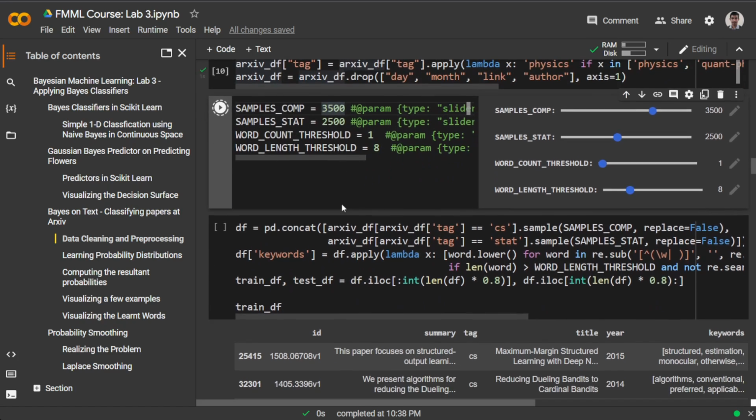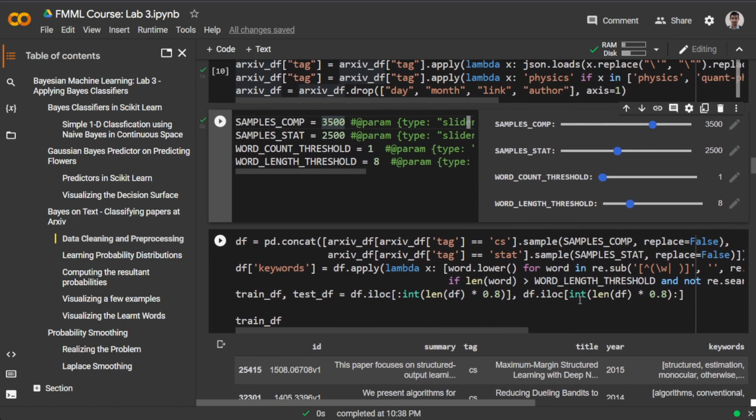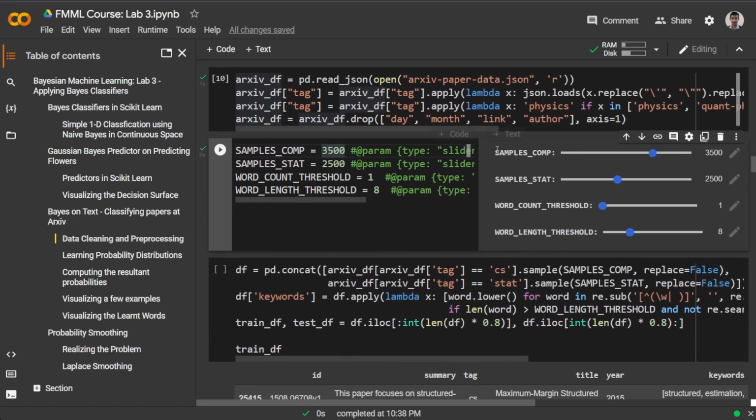So let's initialize some of our hyperparameters. These hyperparameters are open to tuning, and we encourage you to play with these. These hyperparameters contribute to how the pre-processing step is done, and samples comp is the number of samples we will be drawing from computer science, samples stat is the number of samples we will be drawing from statistics, and word count threshold is how many times at least a word should appear so that it gets put into the dictionary.